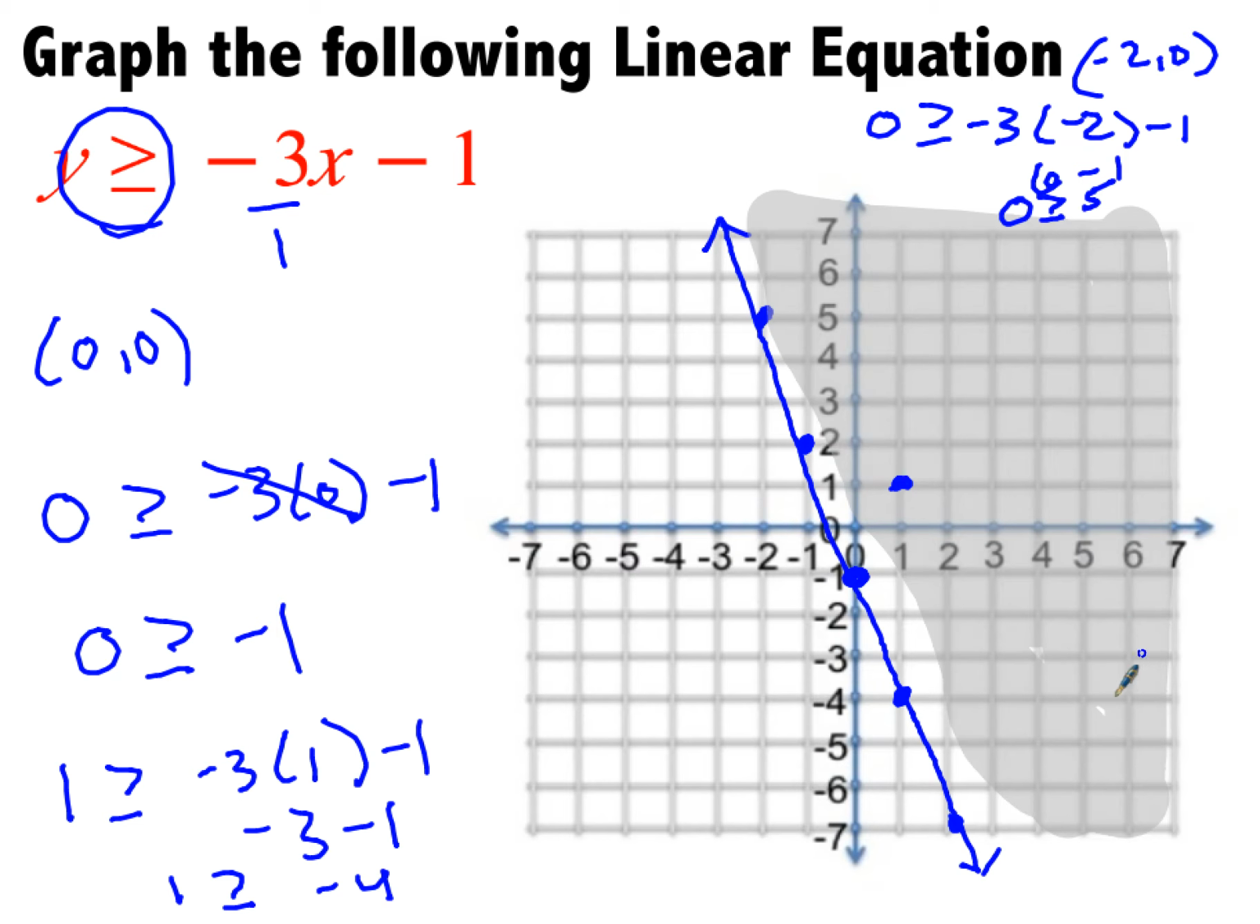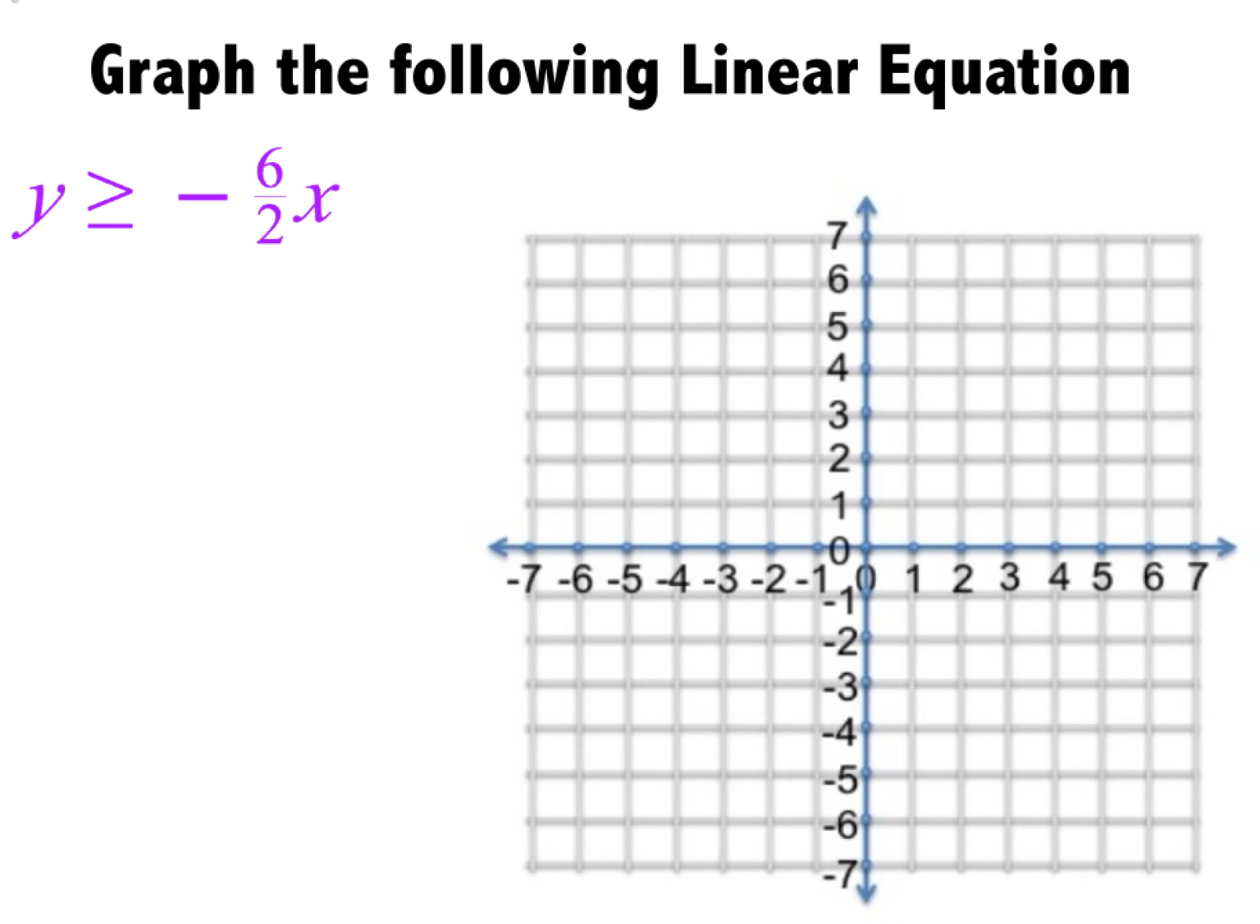All of these points would make this inequality true. These ones would not. Let's look at this example, the last example. So y is greater than or equal to -6/2 x. So I need to graph this first, just like I would graph any other equation.